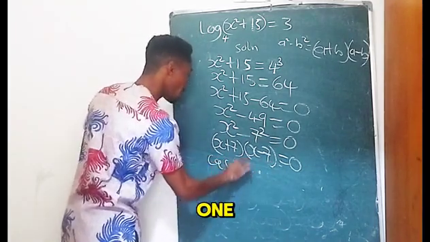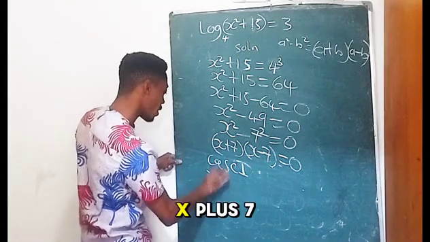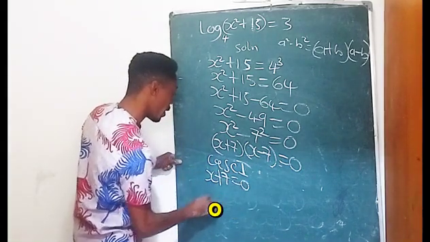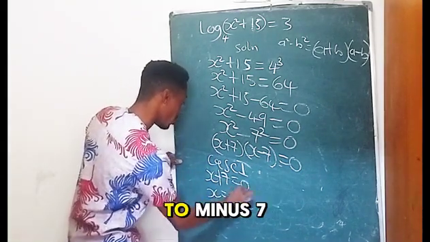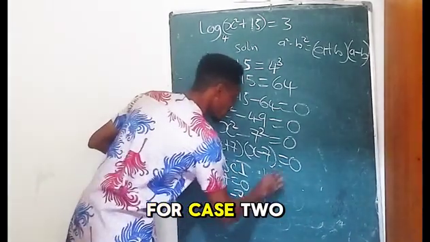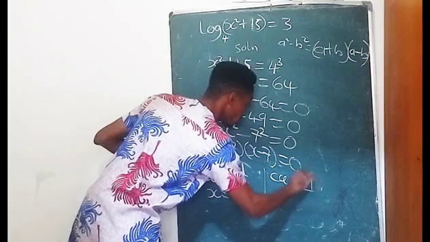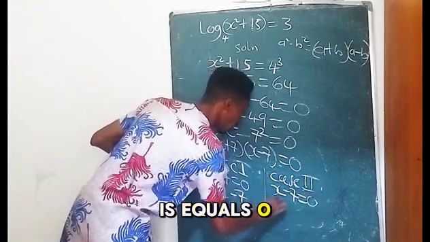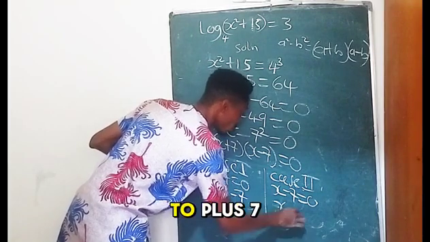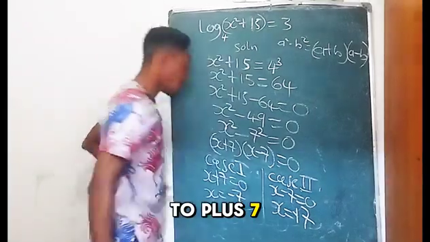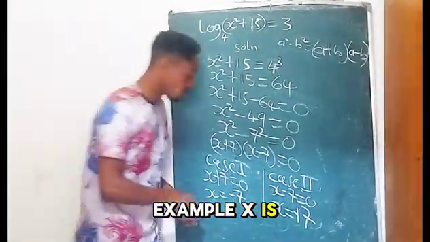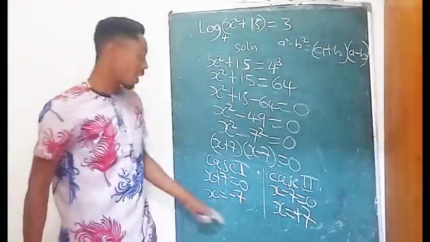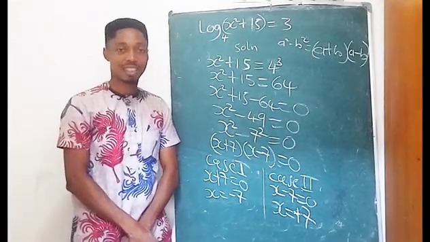So for case 1, x plus 7 is equal to 0. That means that x is equal to minus 7. For case 2, x minus 7 is equal to 0. That means that x is equal to plus 7. So in this example, x is equal to minus 7 and x is equal to plus 7.